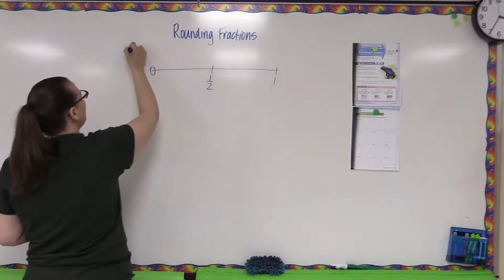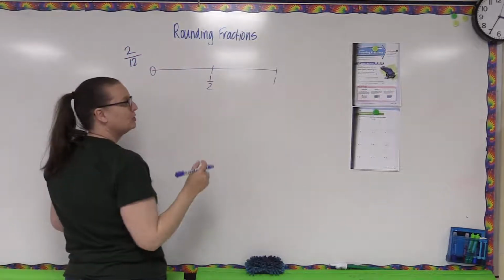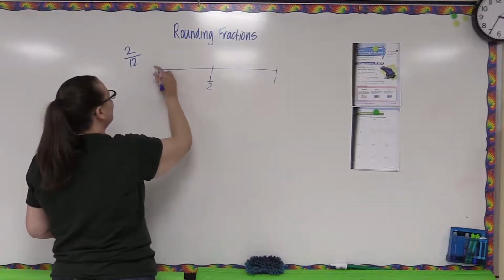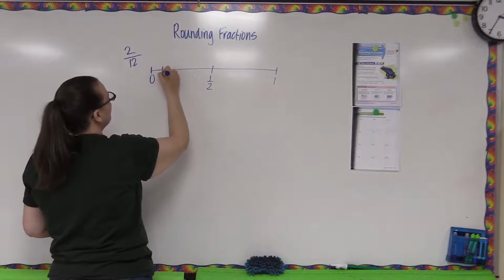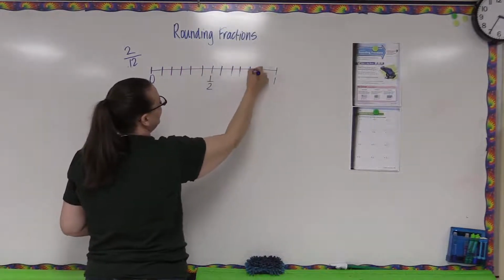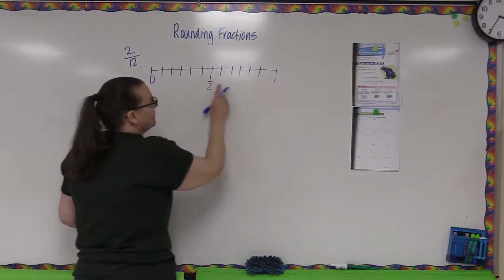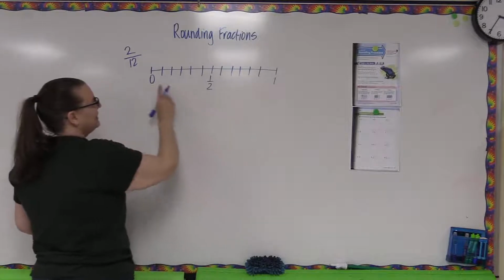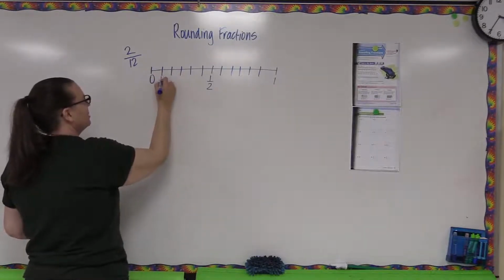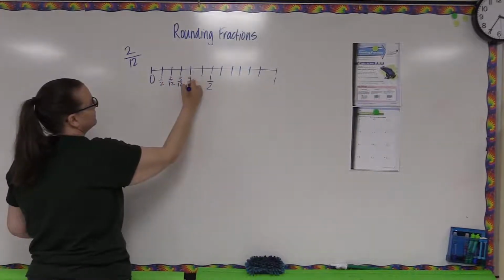If we're dealing with the fraction 2/12, this number line needs to be split up into 12 pieces. So let's move the 0 down a little bit here. So 1, 2, 3, 4, 5, 6, 7, 8, 9, 10, 11, 12. Now, if we're splitting up this number line into 12 pieces, each one of these is going to be a 12th, right? So this would be 1/12, 2/12, 3/12, and so on.